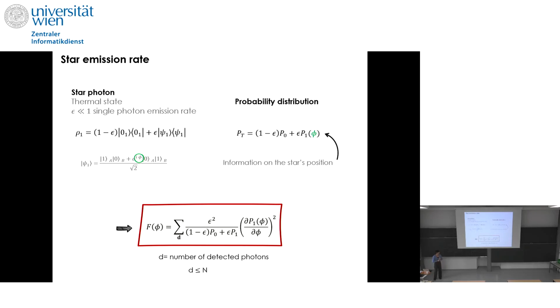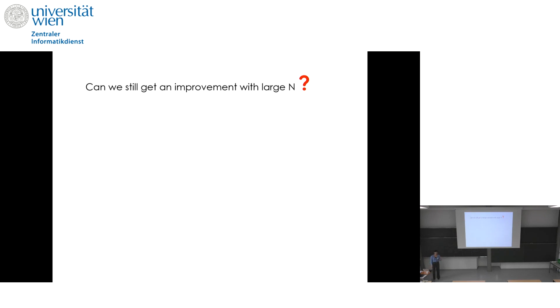At the end, you will get this coefficient here in the Fisher information that depends on the star emission rate. And if this rate is really small, this might significantly lower your Fisher information. So can we get an improvement by increasing the number of photons? If the Fisher information scales quadratically with epsilon, then for sure you will not, because you will get a very deteriorated metrology protocol. So at the end, your error is going to be too large. However, if your Fisher information scales linearly with the epsilon factor, then yes.